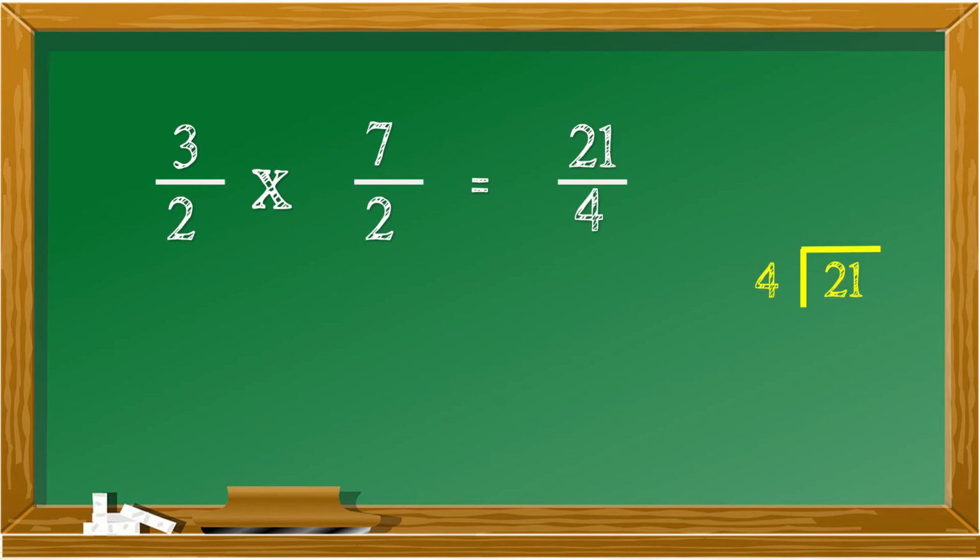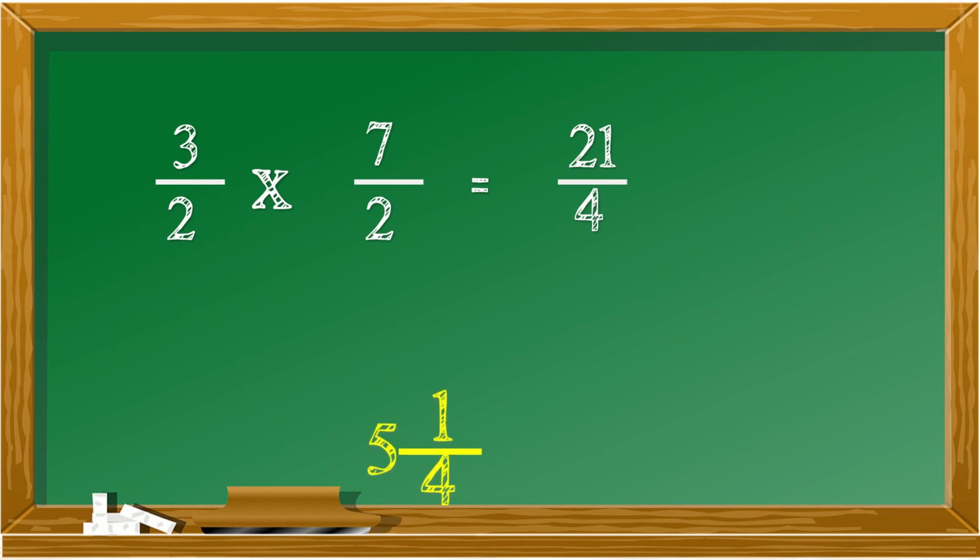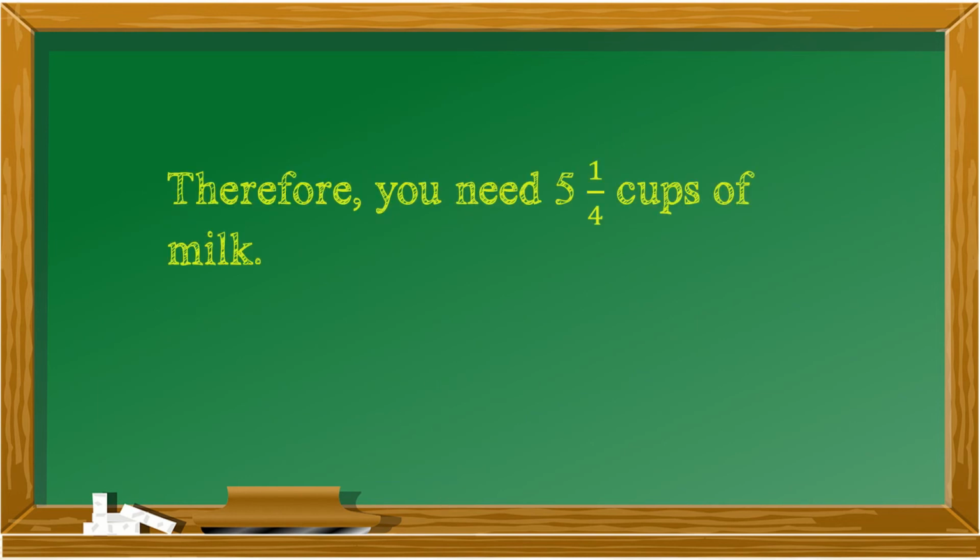To do that, we will divide 21 by 4. So 21 divided by 4 is 5. 5 times 4 is 20. Subtract. 21 minus 20 is 1. So the denominator will still be 4. The numerator will be the remainder. And the whole number is the quotient. So we got 5 and 1/4. So therefore, you need 5 and 1/4 cups of milk.